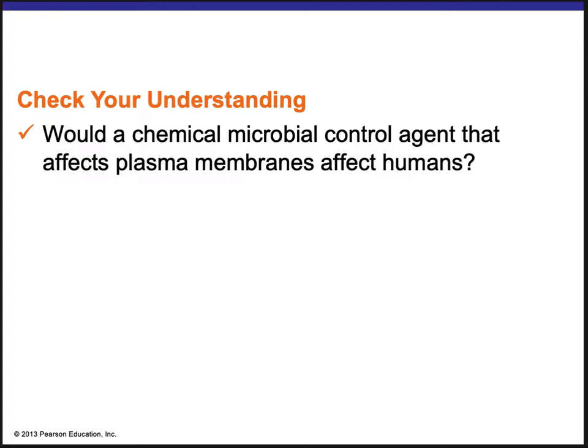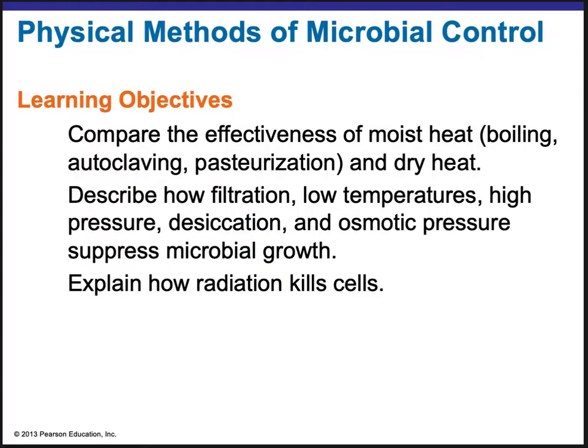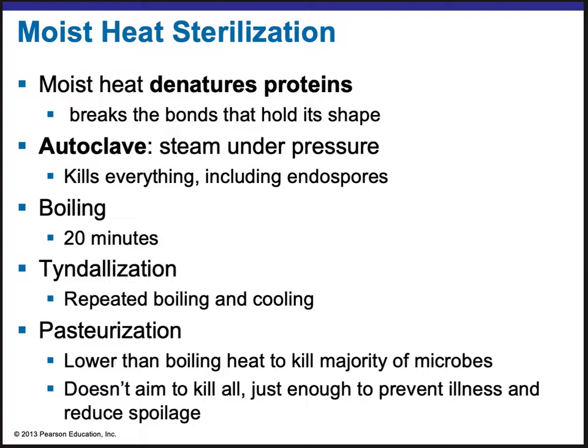So would a chemical microbial control agent that affects the plasma membrane also hurt humans? I want you to think about that. Maybe read this section in your book and see if you can answer it. All right, compare the effectiveness of moist heat, dry heat, the different methods of each. Think about filtration, think about temperature, pressure, desiccation, drying out, and radiation. Okay, so we're going to talk about all these different physical control methods.